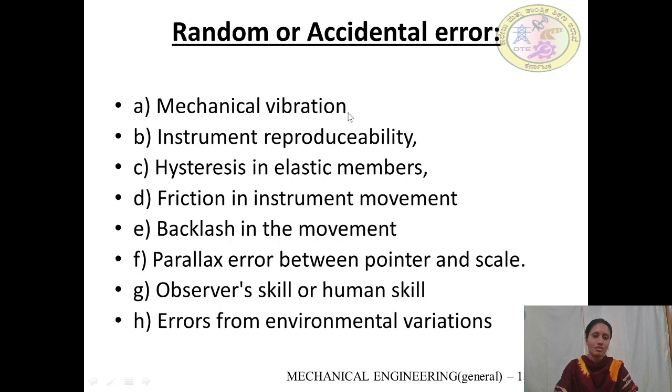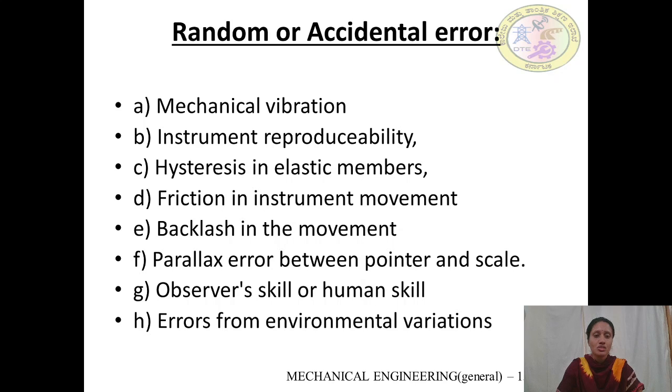See, mechanical vibration. We know in mechanical instruments or in some machineries we have some foundation, right? And there will be some moving elements. If there are vibrations, we need to eliminate them. Due to mechanical vibration, it may give some errors.